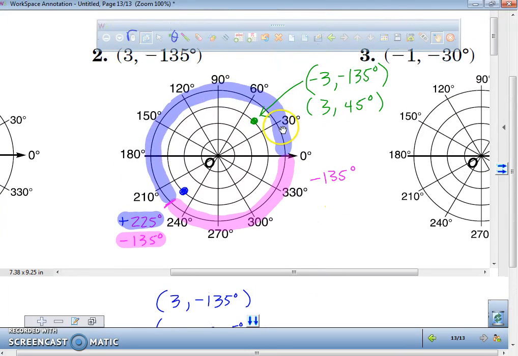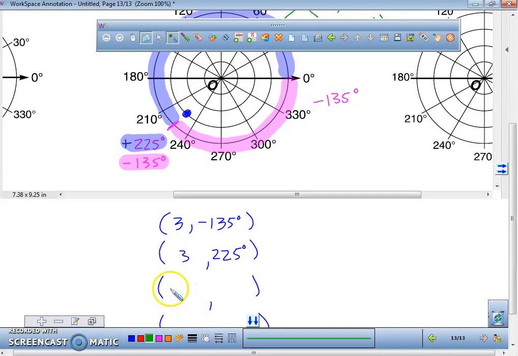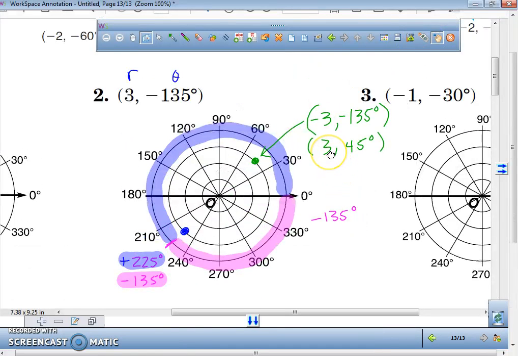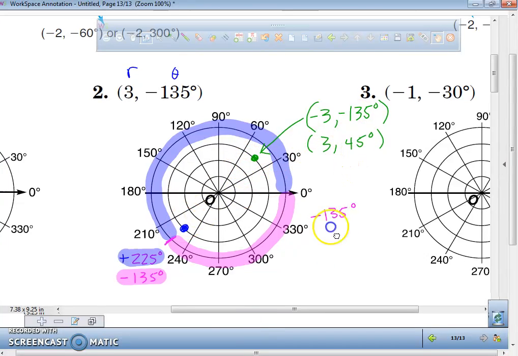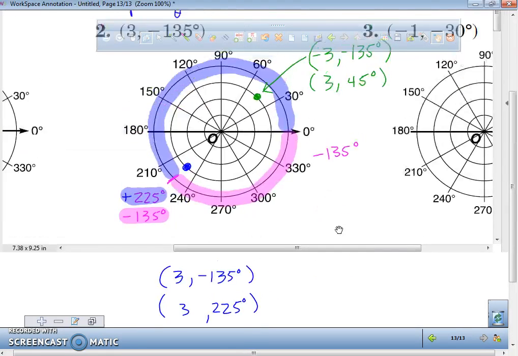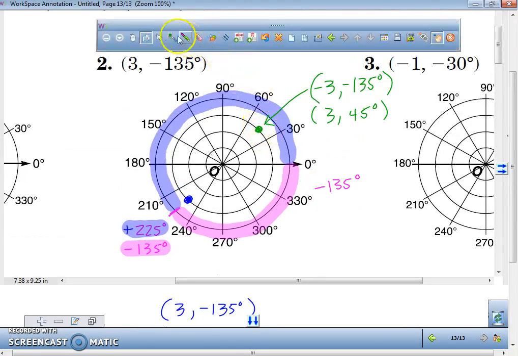Okay? Now, if I took this point, which is at 3, 45, and I move it across, that would become a negative 3, 45. So this point right here is at 3, 45, also known as negative 3, negative 135. But if I took this point and moved it across, that would be a negative 3, 45.